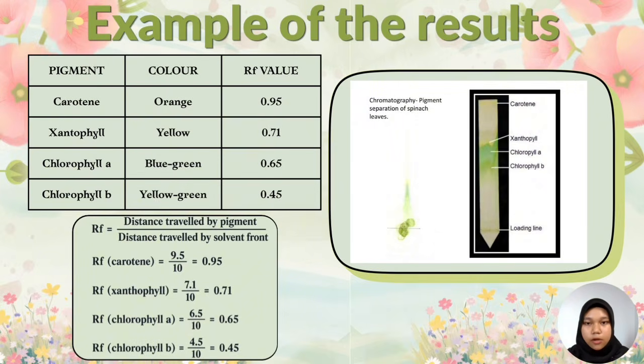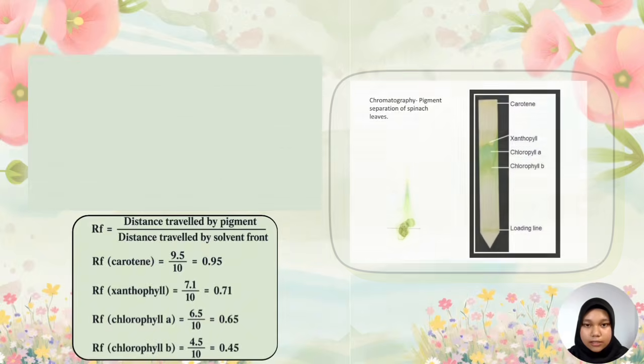Xanthophyll is yellow with an RF value of 0.71, followed by chlorophyll A, which is blue-green with an RF value of 0.65. Chlorophyll B is yellow-green with the lowest RF value of 0.45, so it traveled the shortest distance. Paper chromatography separates pigments according to their solubility and attraction to the stationary phase. RF is calculated by dividing pigment distance by solvent front.